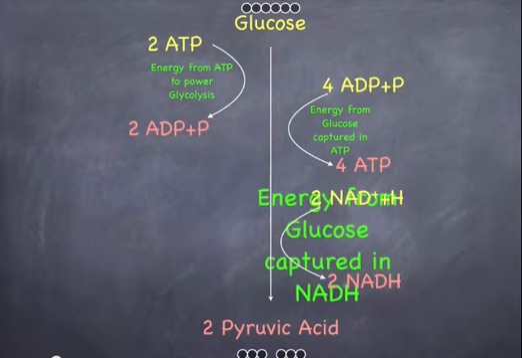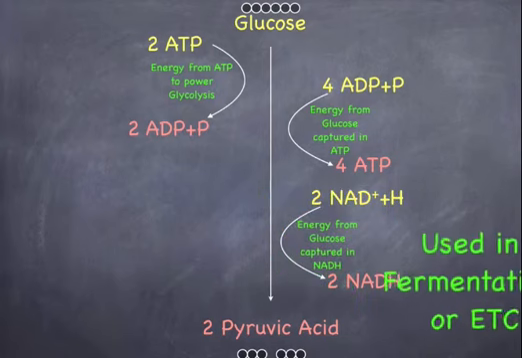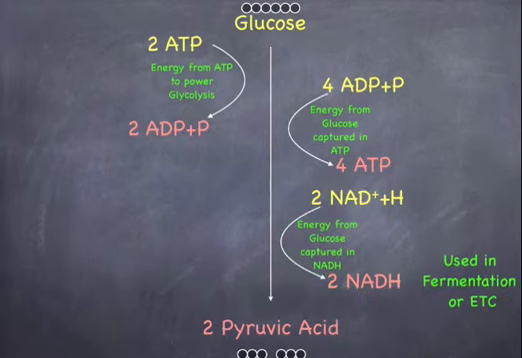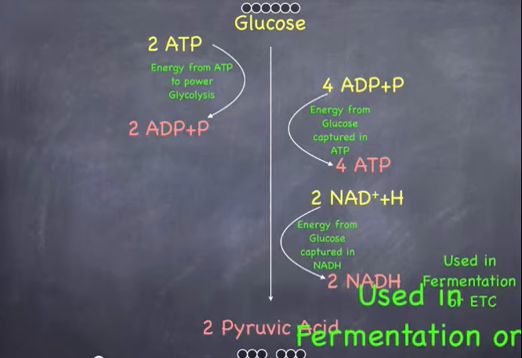The pyruvic acid then will either go to Krebs or fermentation, and the ATP and the NADH will then either be used in fermentation or ETC, depending on what the pyruvic acid has gone to.